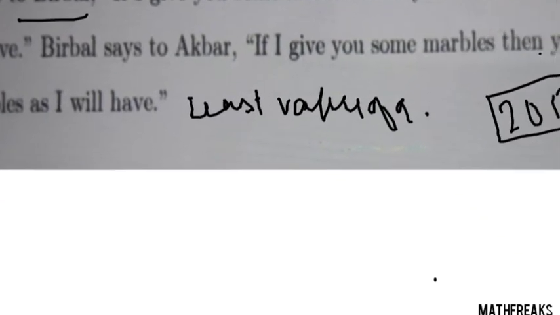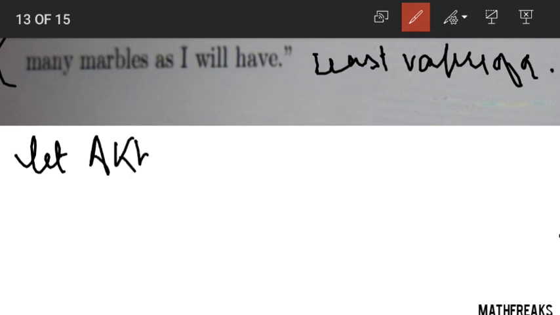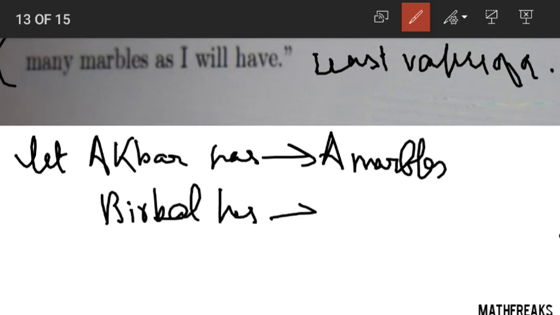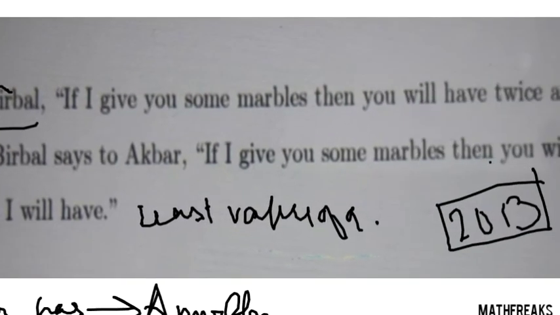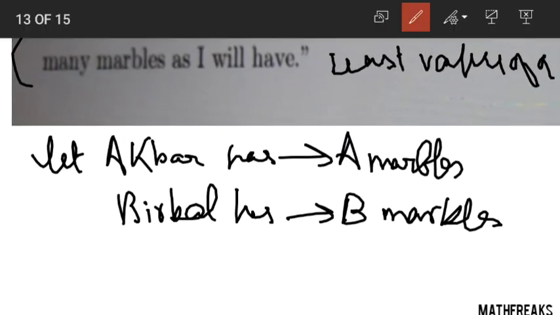So the question is something very interesting. So let Akbar have a marbles and Birbal have b marbles. Correct. Now according to the question, Akbar says to Birbal, right? Let me read the question. Akbar says to Birbal, if I give you some marbles, okay, yes. So Akbar says to Birbal, let us make the equation from the given statement.